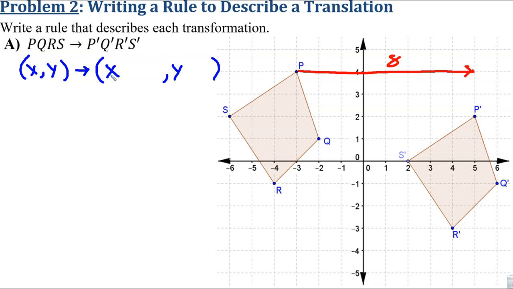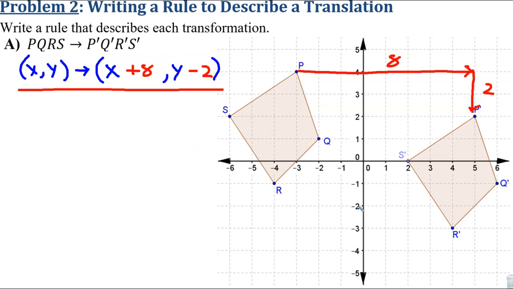So that means my x piece, the left and right piece, is going to be x plus 8. All my x coordinates are going to increase by 8. And then from there, we'll go down 1, 2. Okay, y is my up and down direction. And to go down, we'll just go minus 2. Okay, there's my rule that describes how to get from the pre-image to the image.